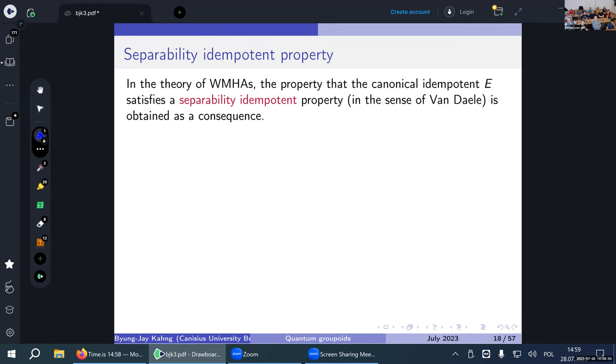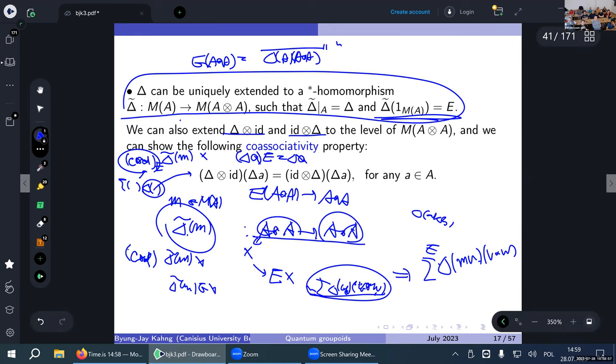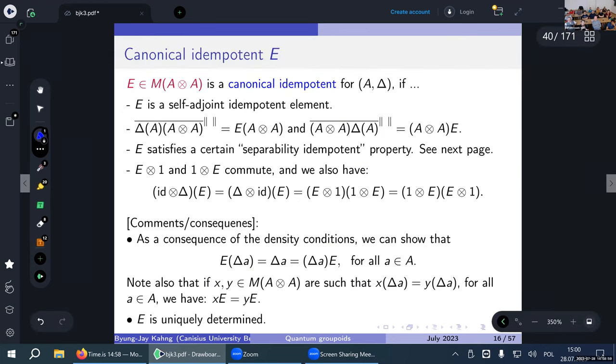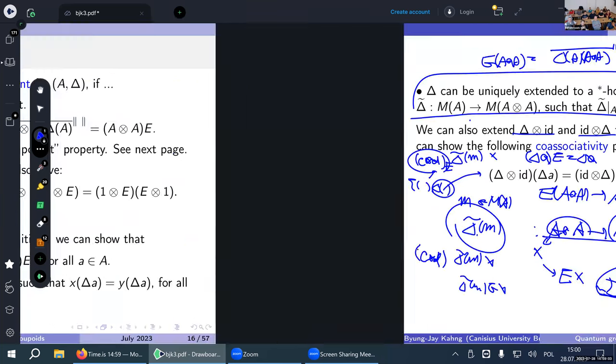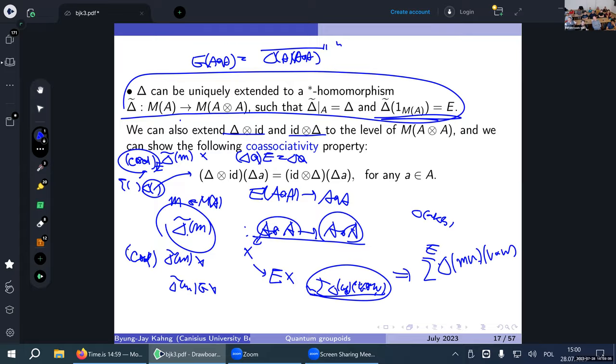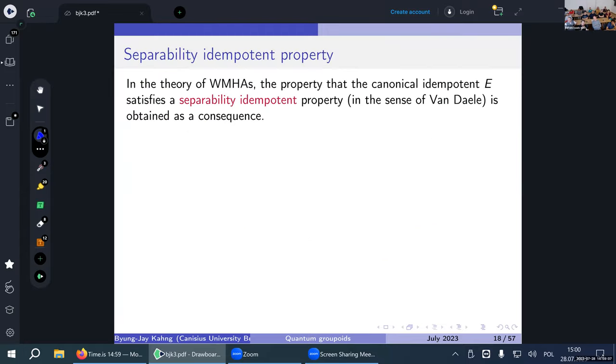Now, the E requirement actually helps me to deal with this delta extension issue and co-associativity. So from now on, I can say that delta is defined at this more extended level, or even delta tensor identity as well. And this separability idempotent property, that in itself could be an hour of material.